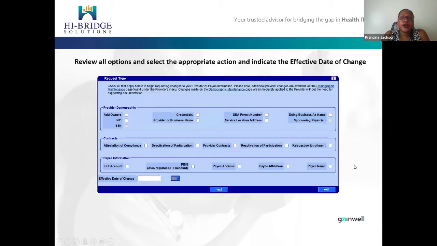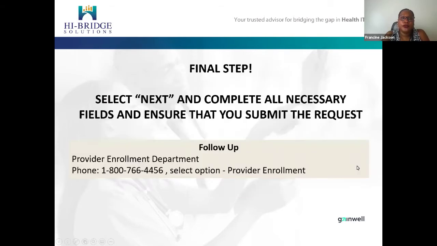You're going to select whatever you need to update. Say, for example, if you need the address updated, whatever you need to be updated, you're actually going to click on it here. So you're going to review the options and select the appropriate action. Also, make sure that you put the effective date of the change. The final step is you want to click next to complete all the necessary fields and ensure that you submit the request.